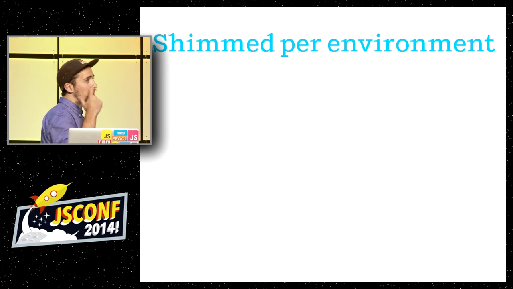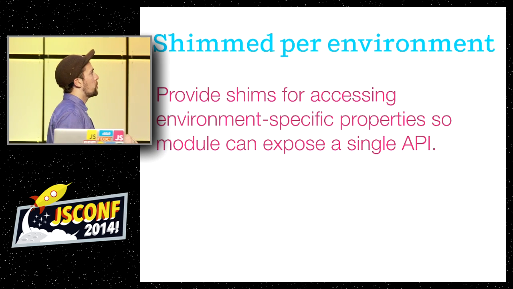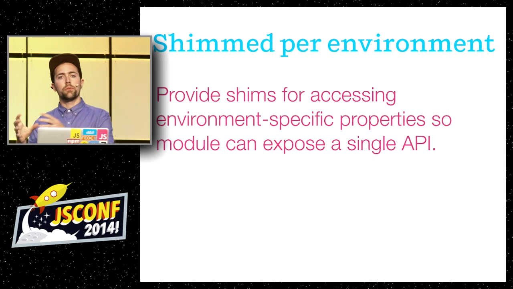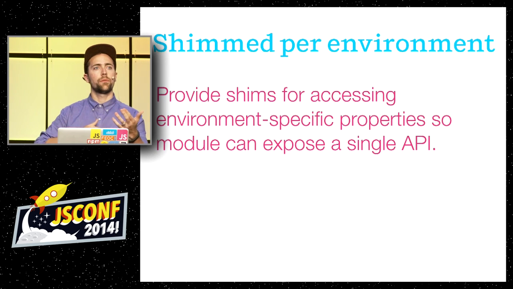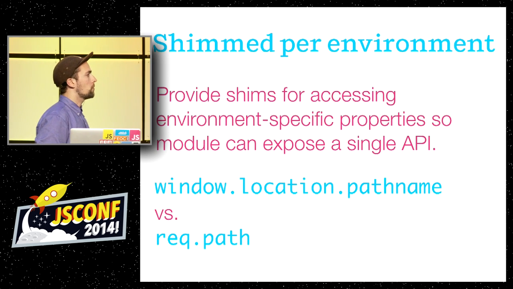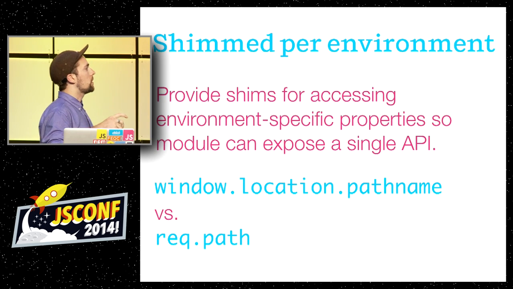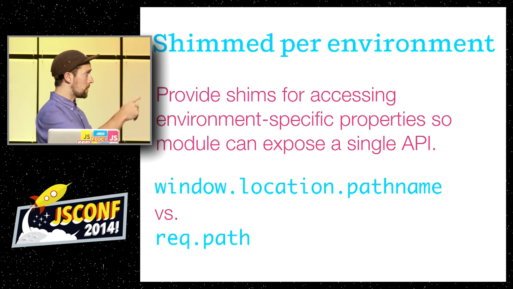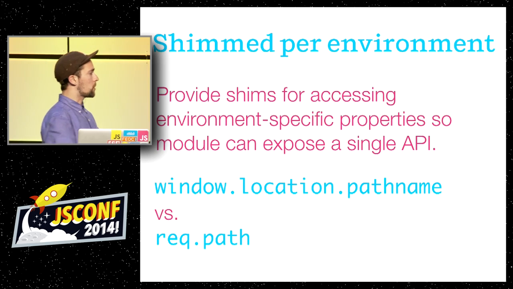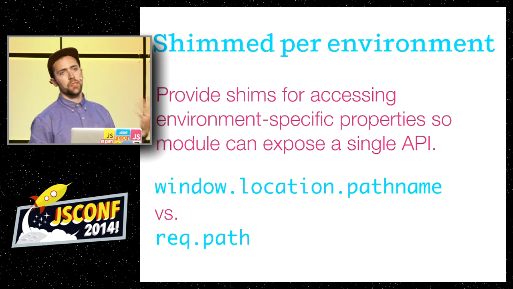The other category, and the more interesting category, is shimmed per environment. These libraries provide shims for accessing environment-specific properties, so your module can expose a single API for use on both sides. Let's say you're writing a routing library. On the client side, if you want to see what the current page URL is, you would do something like window.location.pathname. And on the server side, you'd have to access request.path, or this is what you would do in Express.